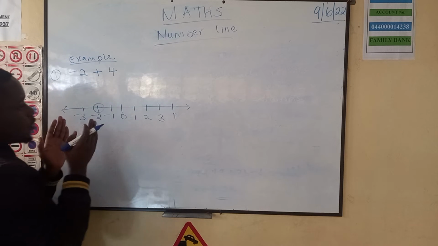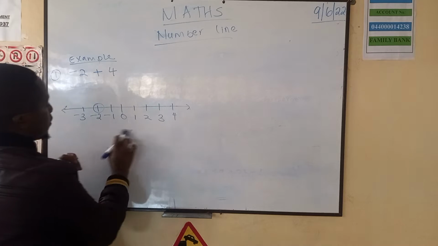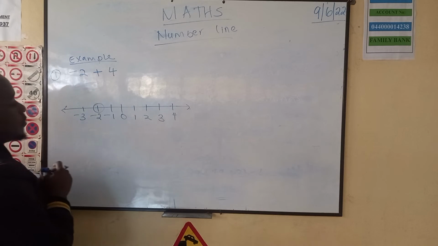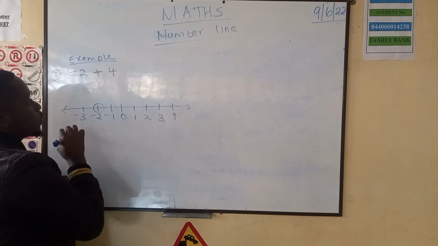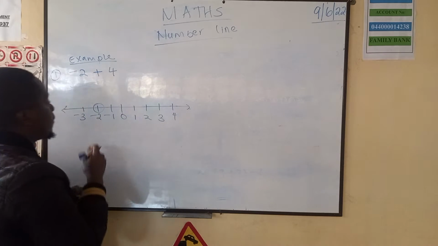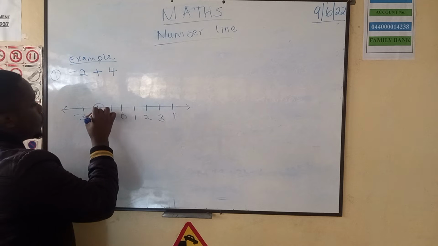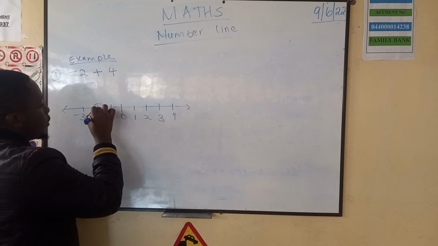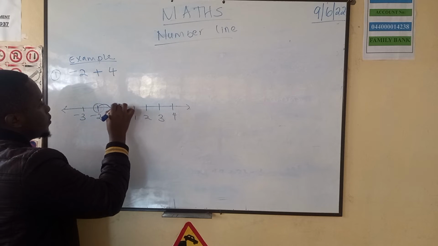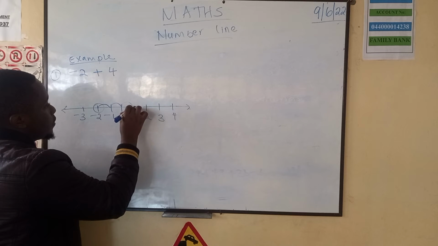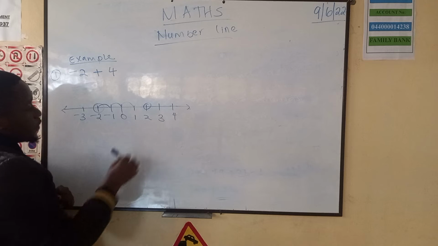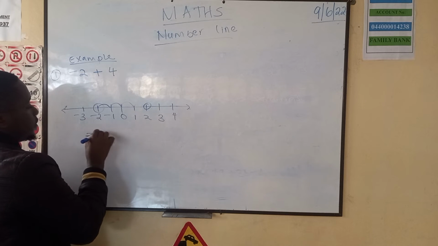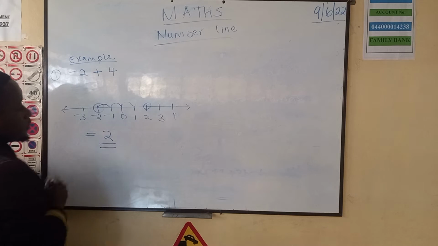Now let's use a number line to understand it further. We have -2 plus 4, so we go 4 steps forward. From -2 we go 1, 2, 3, 4. So this is our 4, which means that the answer here is 2.